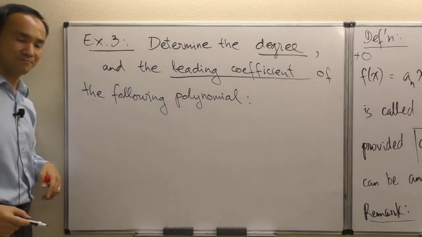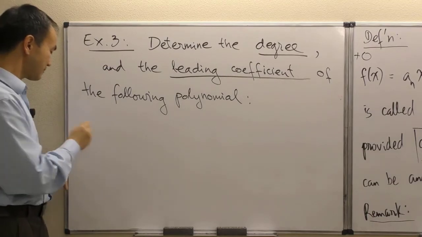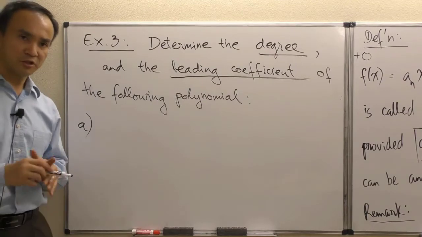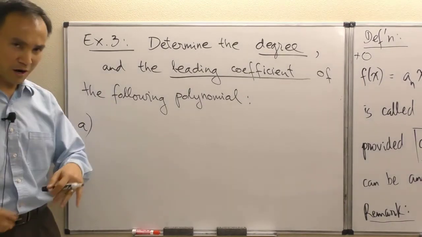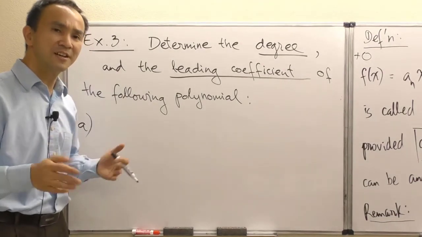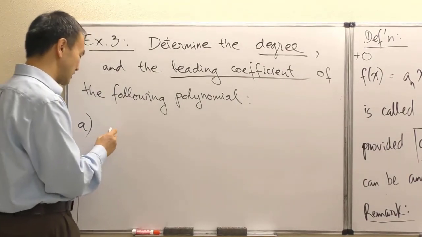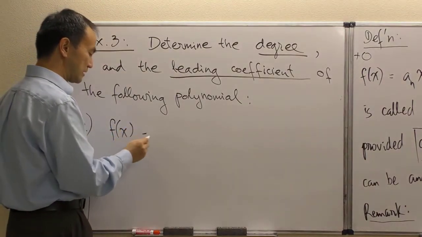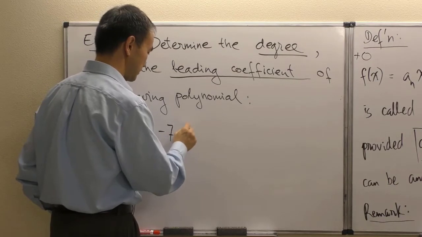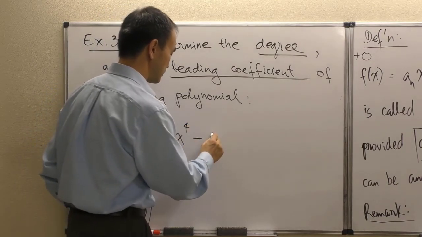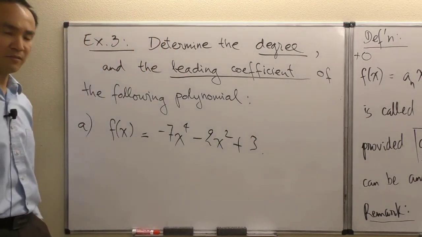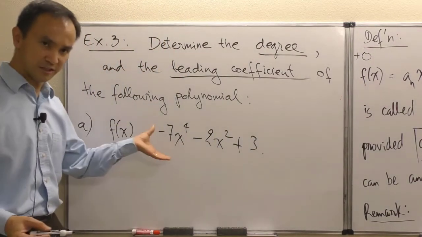All right, so let's now call that part A. I'm going to start mixing between a few of these polynomials, some in general form, and some other ones given here in factor form. So what about f of x equals minus 7x to the 4th minus 2x squared plus 3? Something like this. Simple, because it's already in general form.